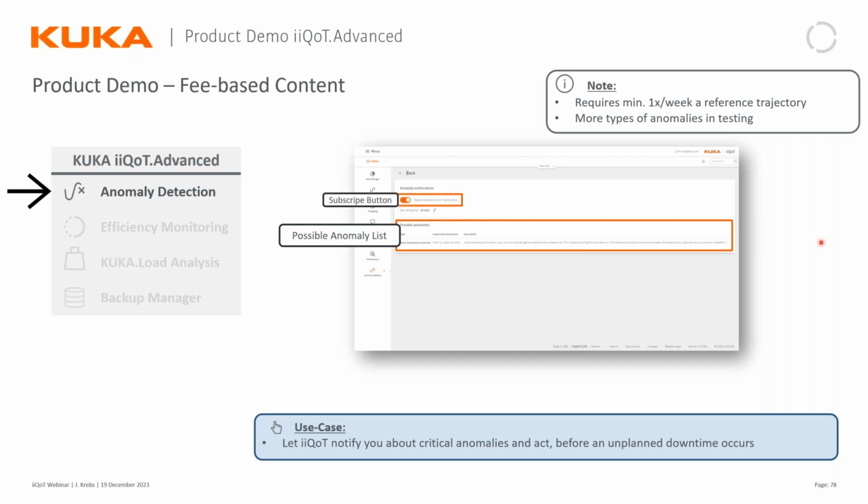How does it recognize when an anomaly is detected? We require a reference trajectory at minimum once a week. That's a small robot movement in order to baseline the robot in order to trigger anomalies.